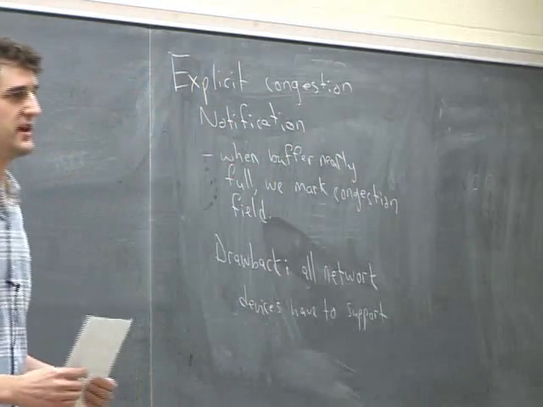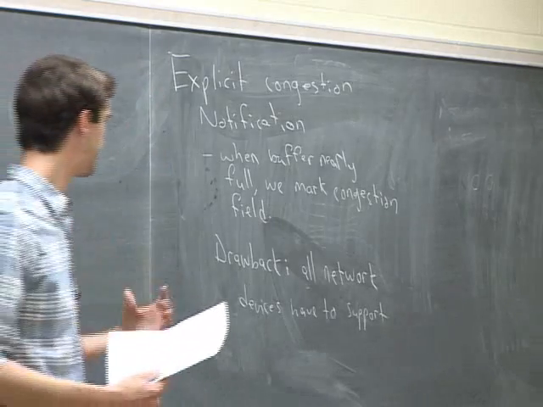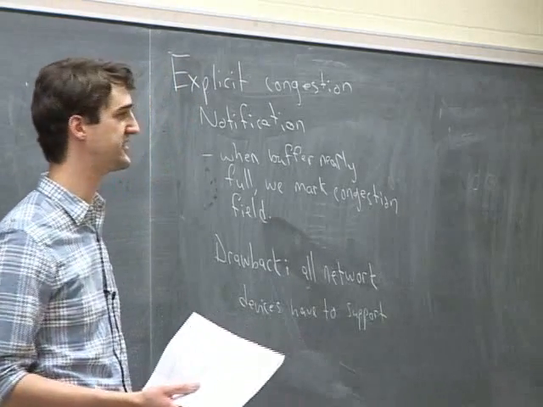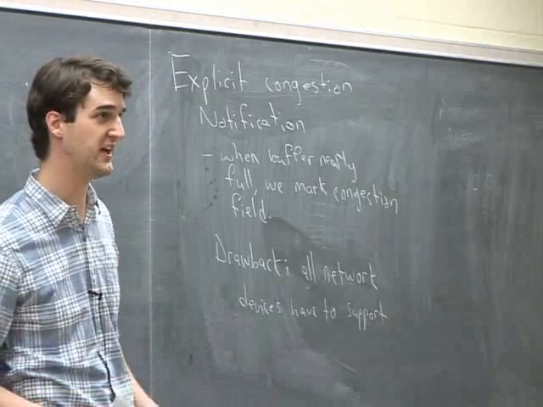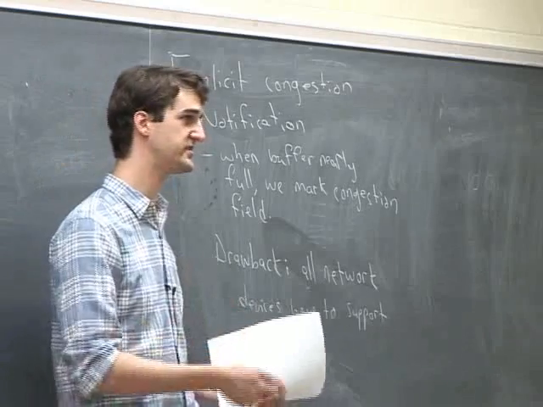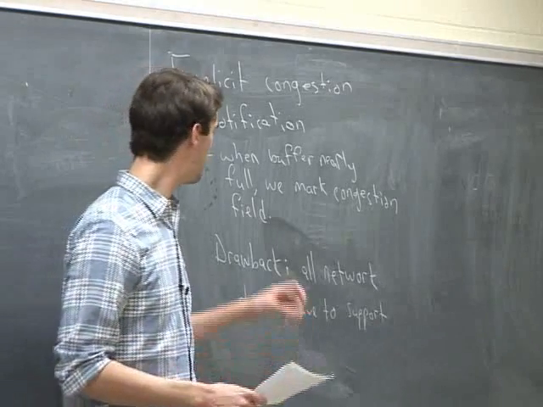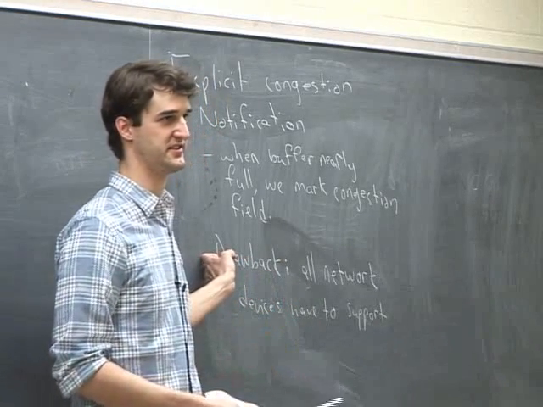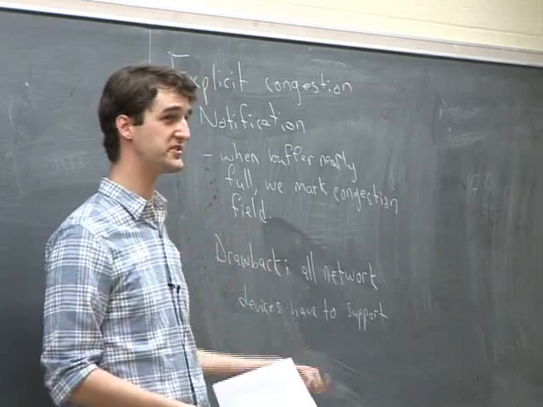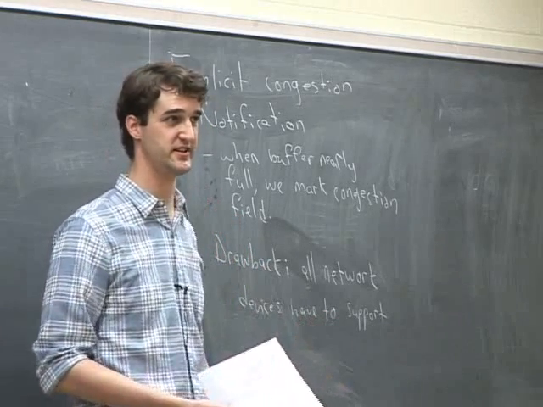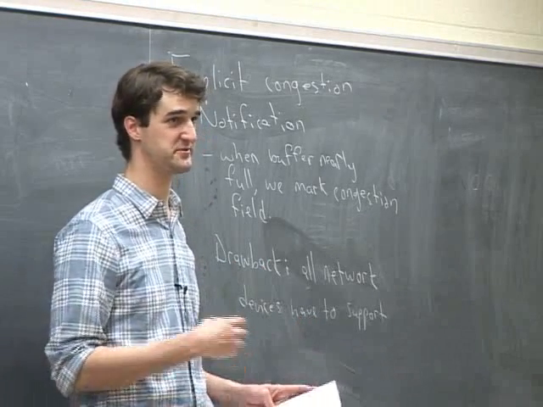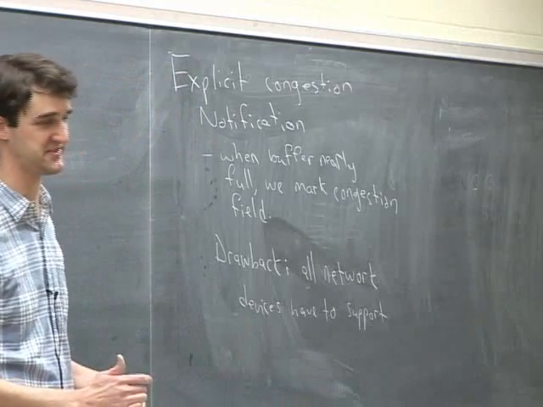So this means that if we're sitting here, we're researchers, we come up with the greatest explicit congestion notification protocol ever, and we prototype it and we implement it in our lab and we're like, wow, this thing is great. There's no way it will actually get implemented in practice, right? Because in order to implement it, you would have to change every single switch and router on the internet. And that is not going to happen. That would cost billions of dollars and just wouldn't happen.